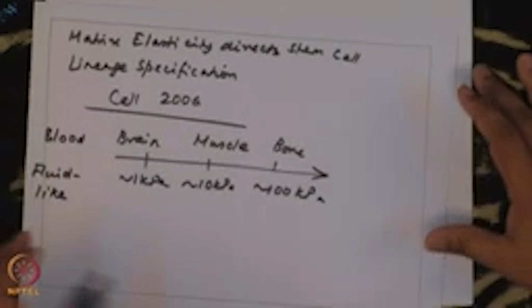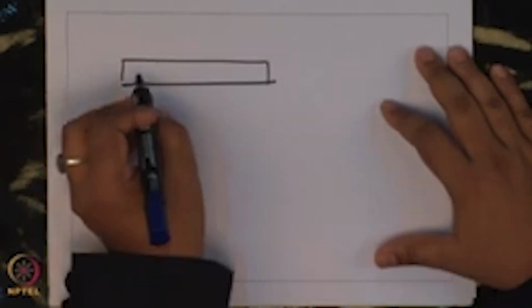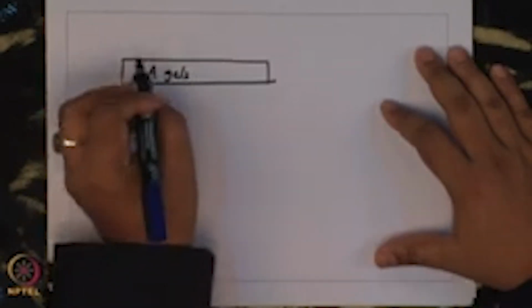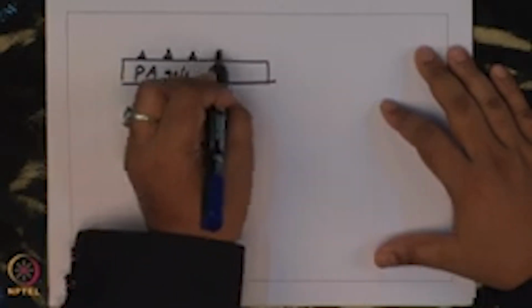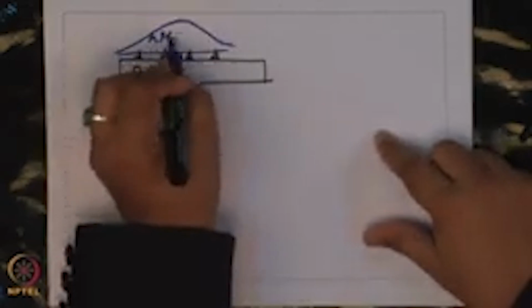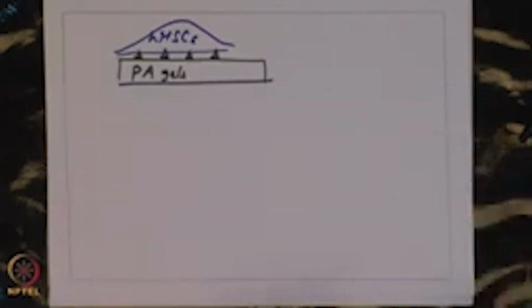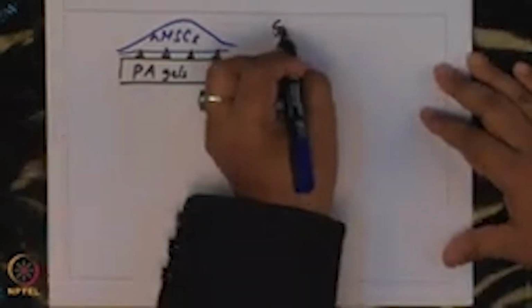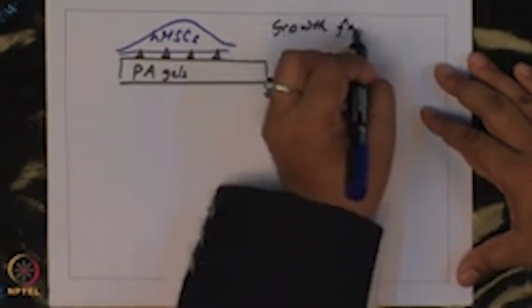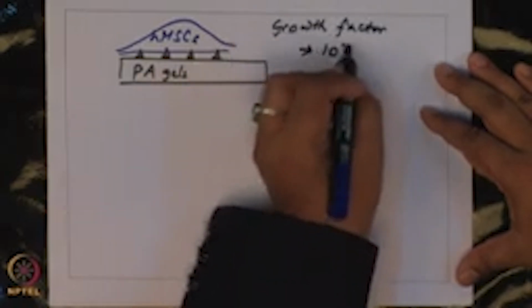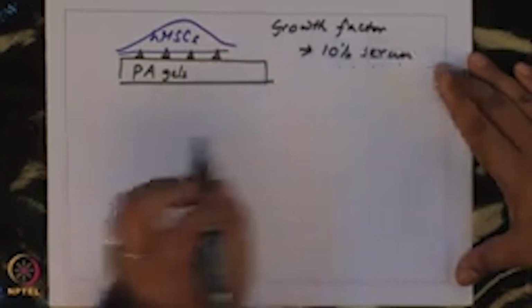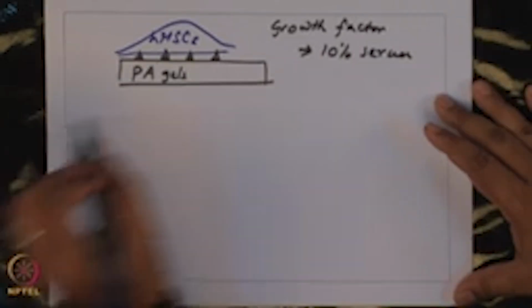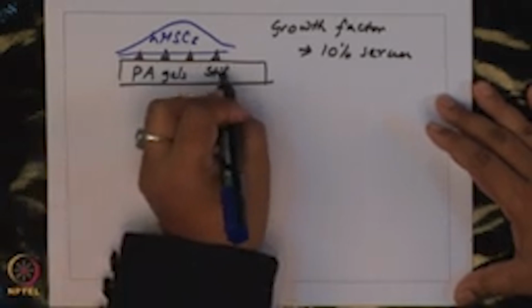To answer this question, what the authors did was they took PA gels, they functionalized them with collagen, and then they plated cells on top. HMSCs were plated. Growth factor was a constant: 10% serum as is present in normal cell culture, but there were no other extra added factors. And what was tuned was the stiffness of the PA gels.